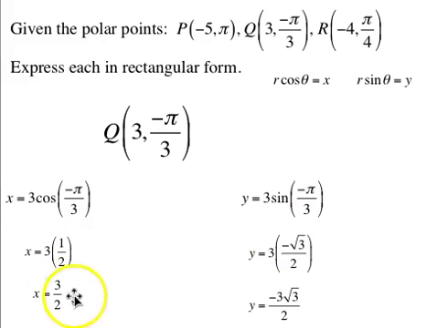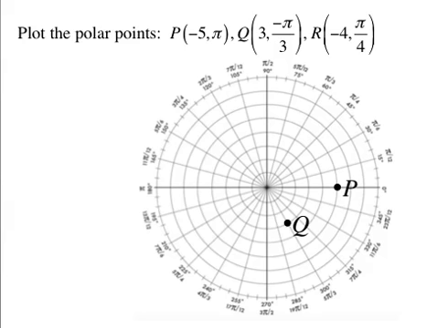And you'll recognize that x is positive and y is negative. That puts us in the fourth quadrant for Q. So you can see x is positive, y is negative for Q. So at least that much we can verify by looking at the graph.